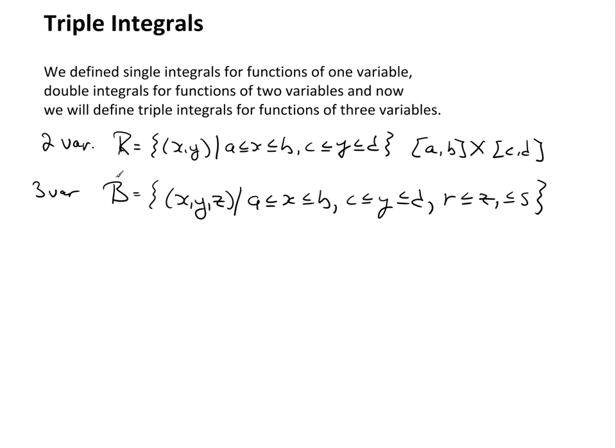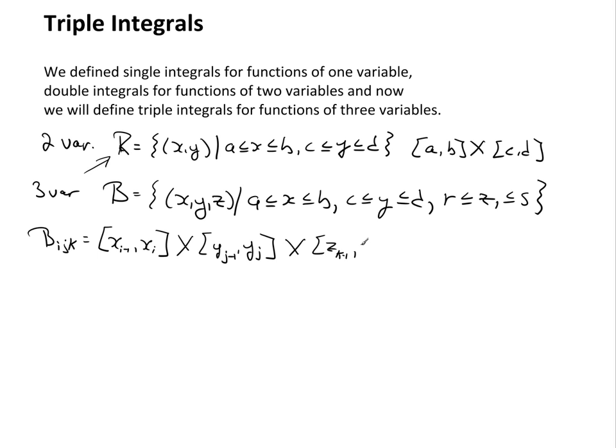Now, just as before we took this idea of a rectangle and broke it down into sub-rectangles, we're going to look at sub-boxes. Each sub-box, B i j k, I can identify as x i minus 1 to x i, by y j minus 1 to y j, by z k minus 1 to z k.